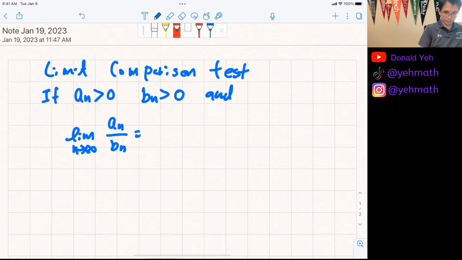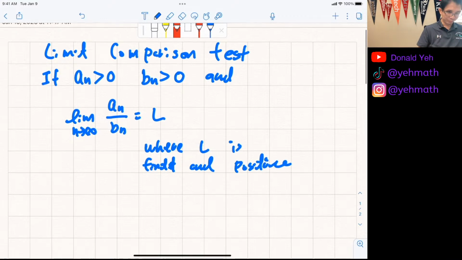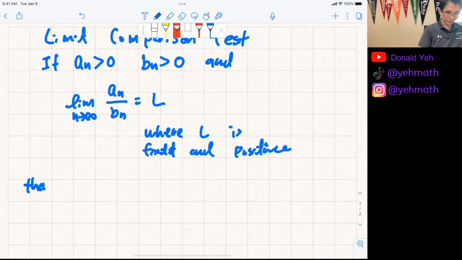Call the limit L, where L is finite and positive. So it has to be finite and positive. Finite means it's an actual number, some arbitrary number, but it's finite. It's not infinity. If it's infinity, then it doesn't work.